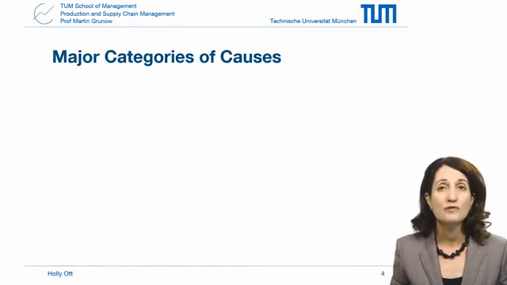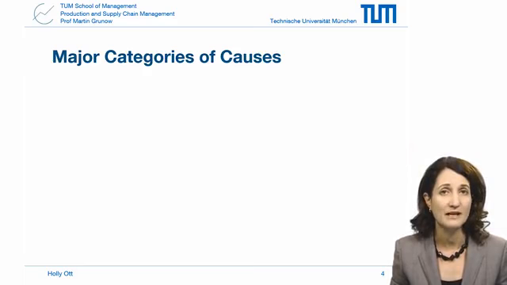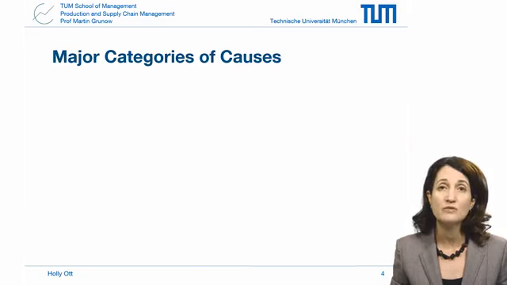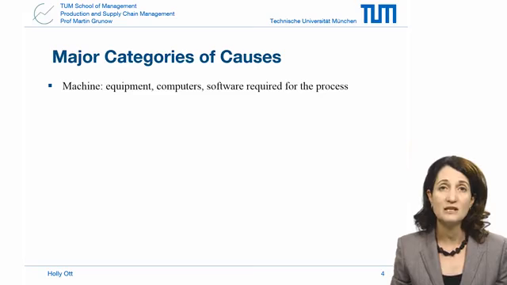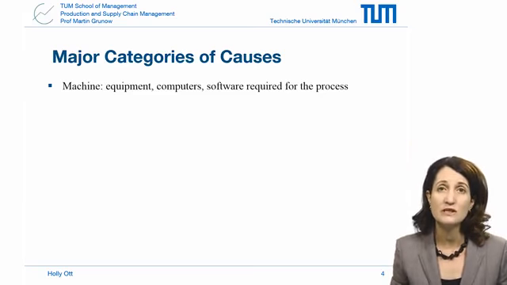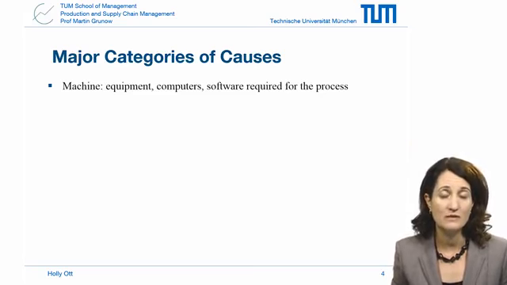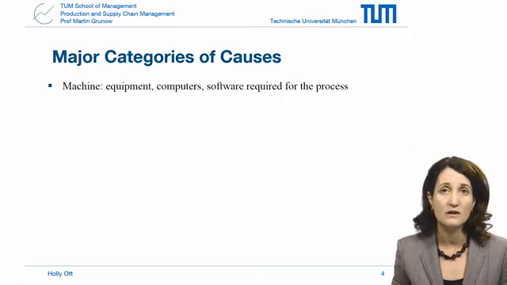To follow a uniform format, the causes should be investigated and recorded under several major categories. These are shown as major stems in the diagram, and we have them as machine, material, measurement, methods, manpower, and environment. For example, the machine means the equipment that you're using, computers that may be used, anything that's required for this particular process.